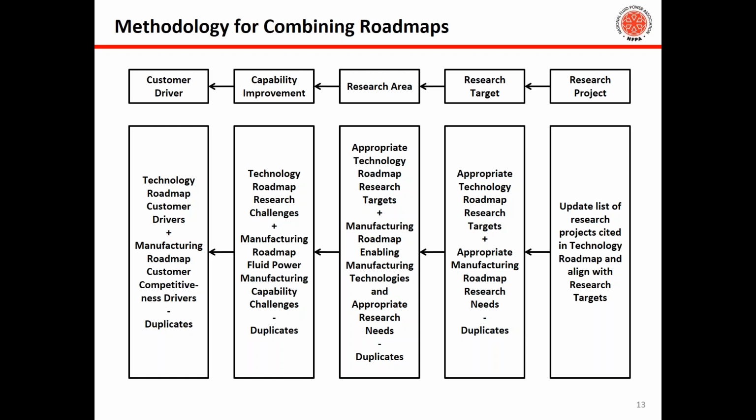I'm frankly not going to read through all the information that you see here in detail, but I'll summarize it to say what we plan to do is take each element from each of the two roadmaps and align them with the category that makes the most sense, given its position in its respective roadmap. So when we pull something off the technology roadmap, we'll ask, is that a customer driver?